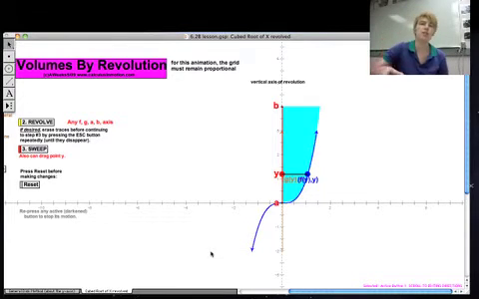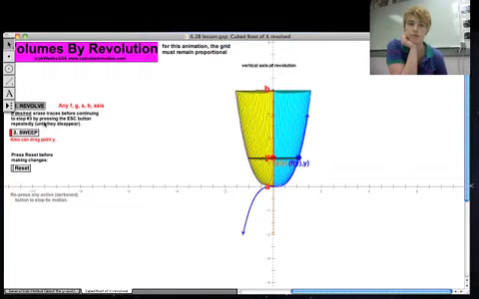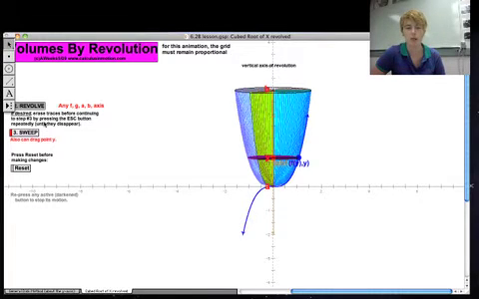And we have this blue region from A to B that I'm going to spin around the y-axis. So watch this. Let's spin this thing. There it goes. See, what happens is this object forms, and we want to find the volume of this object. That's what we want to be able to do.